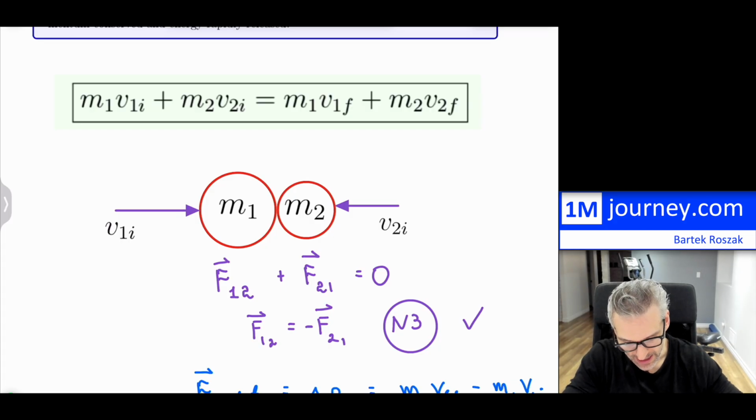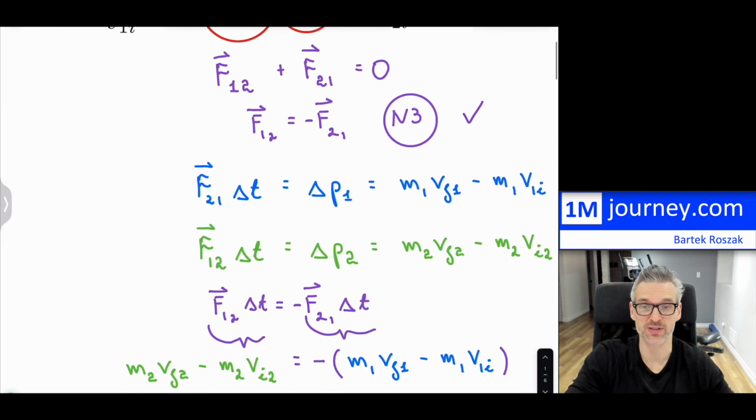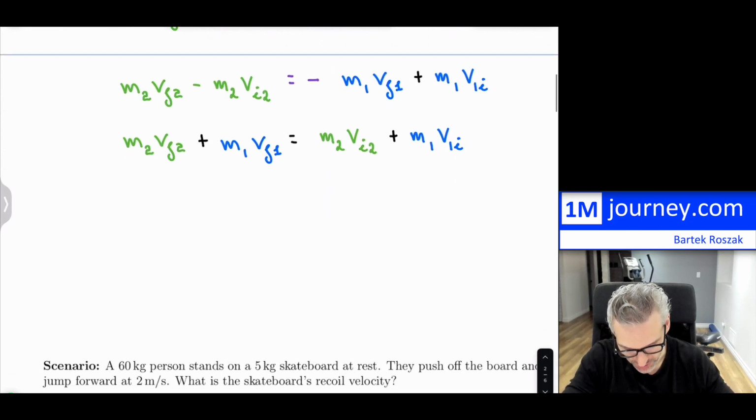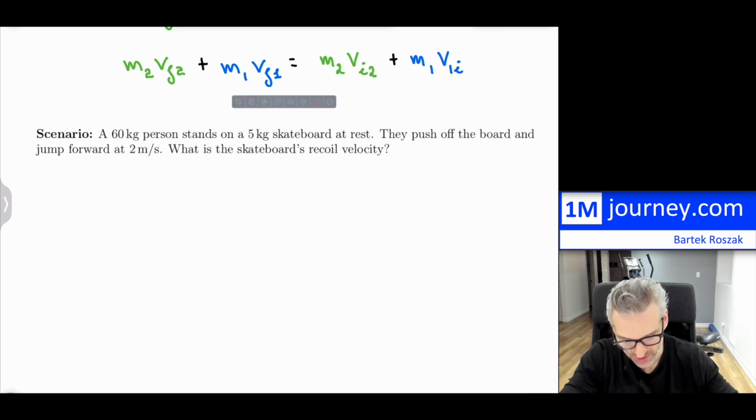Now, how can we possibly use this change of momentum? This equation is not difficult for us to use in an example. So here's an example, a simpler example just to get ourselves started.